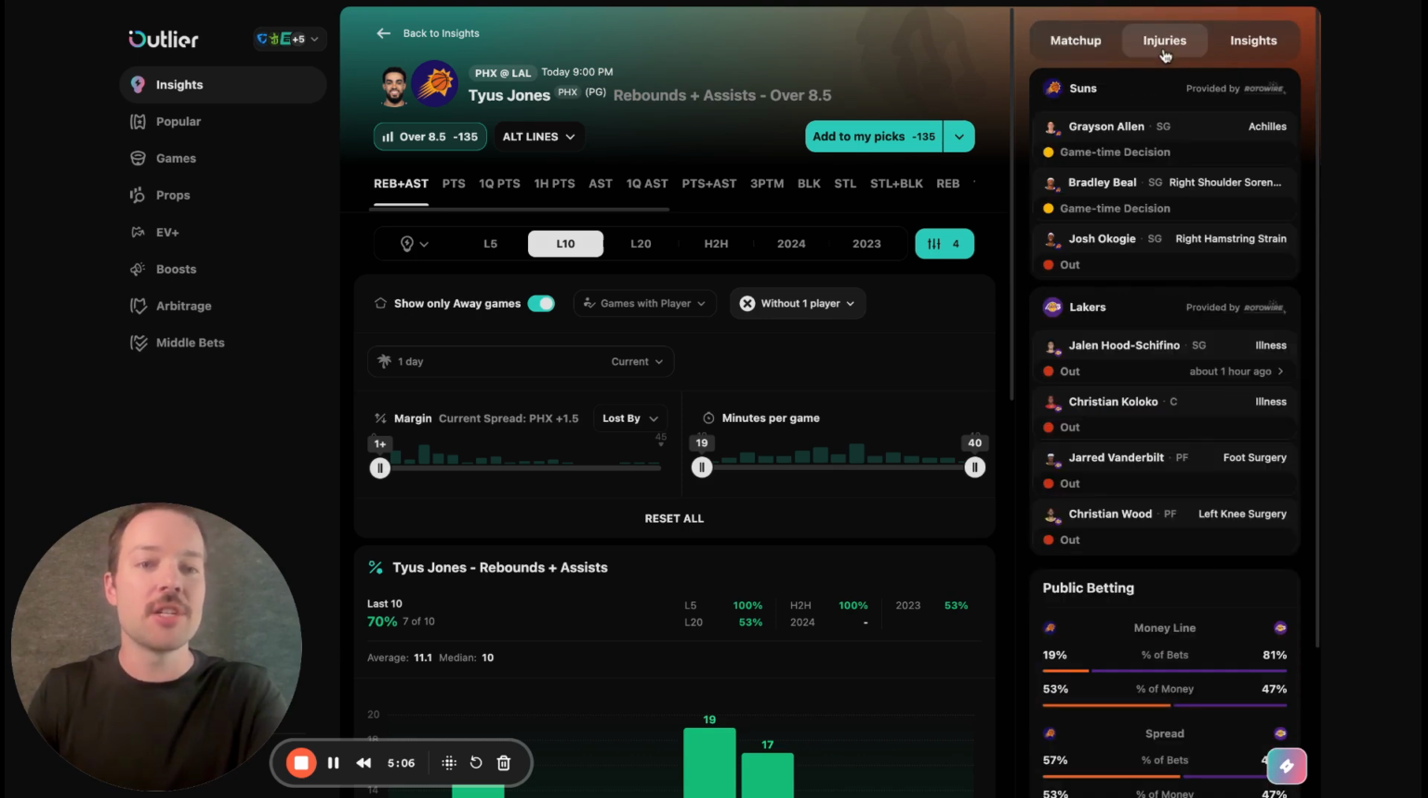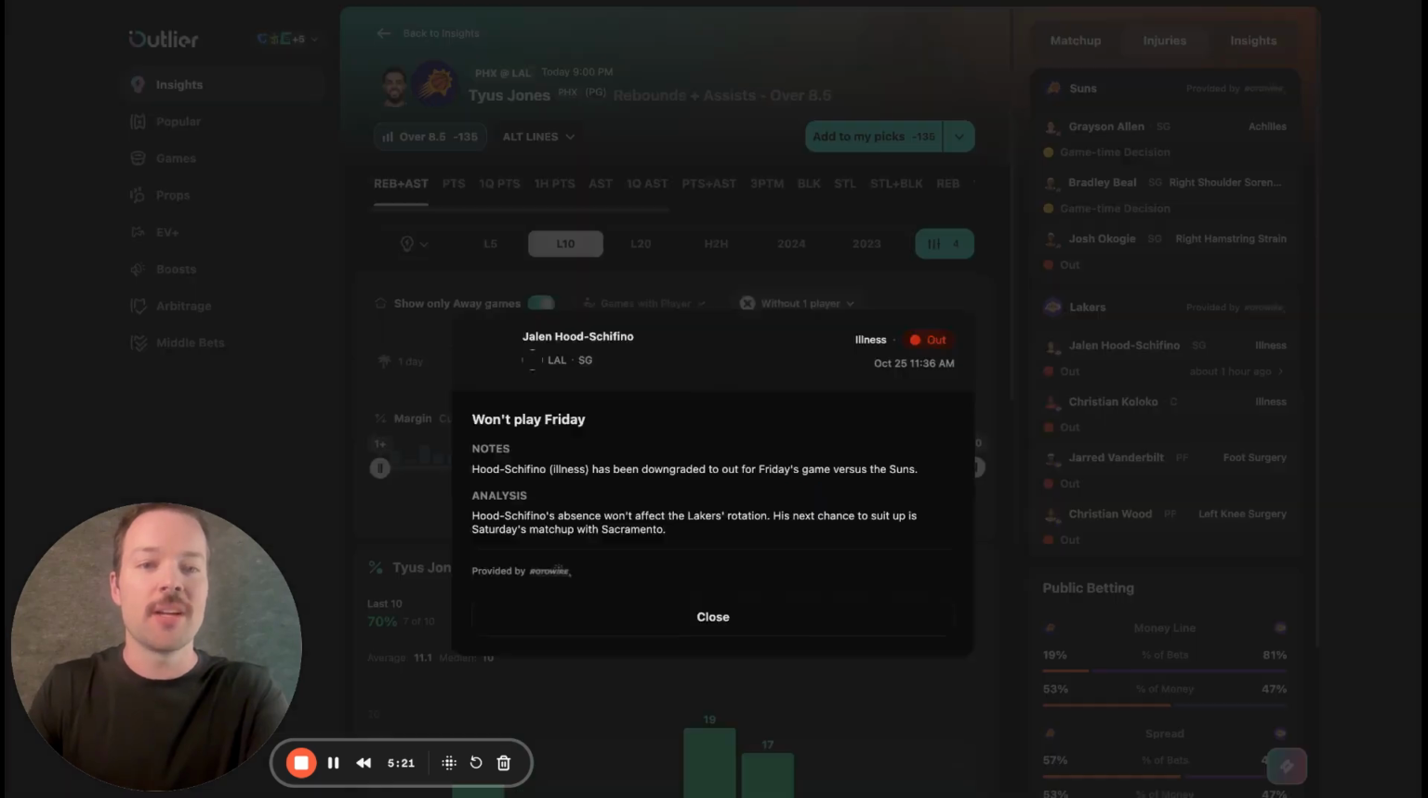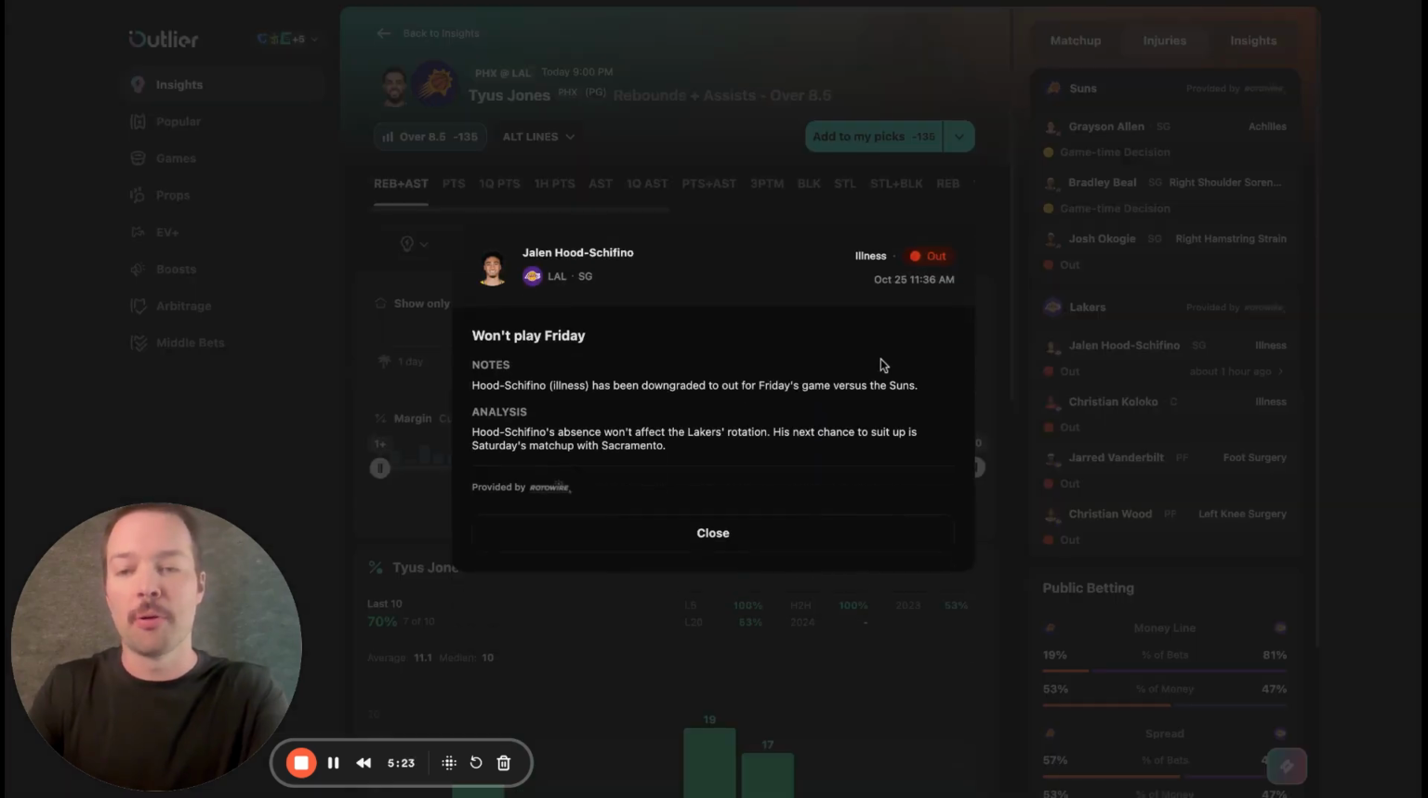Here I can also see the injuries. So these get pumped in every 30 seconds from RotoWire. Doesn't look like, again, we've looked at this Bradley Beal injury. To the extent that we have data from RotoWire, to the extent that they've published a report, we have the full report here. So for instance, we can say that this particular player won't play Friday, and of course we get the full analysis from RotoWire.